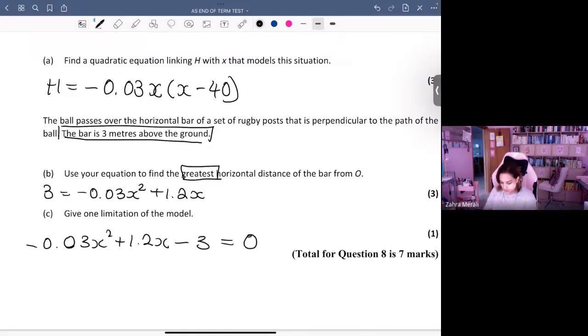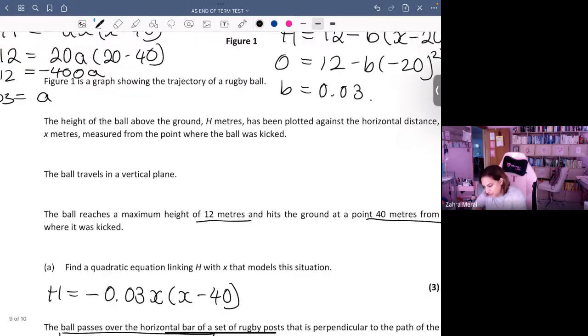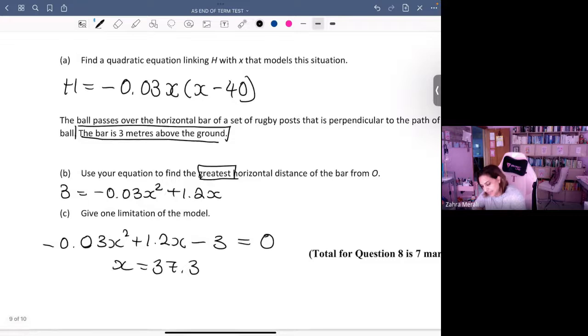When I substitute that into my calculator, I get minus 0.03, 1.2, minus 3. I get 20 plus 10 root 3 or 20 minus. I want the plus because I want the greatest height. I get 37.3. I go check what the units are. It's meters, and I have to write meters or m at that.